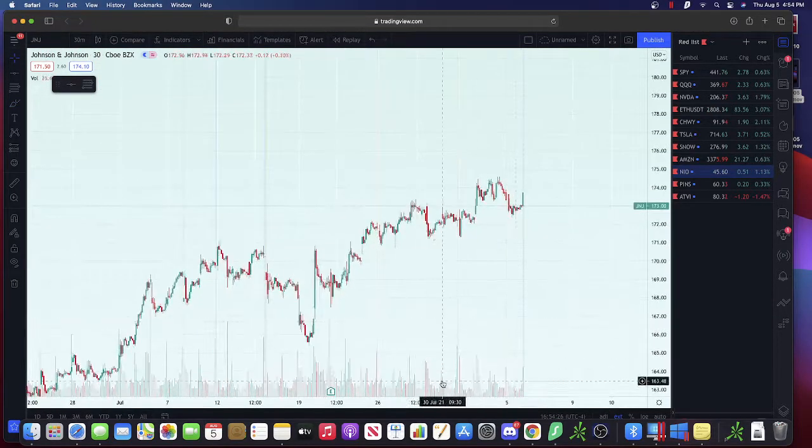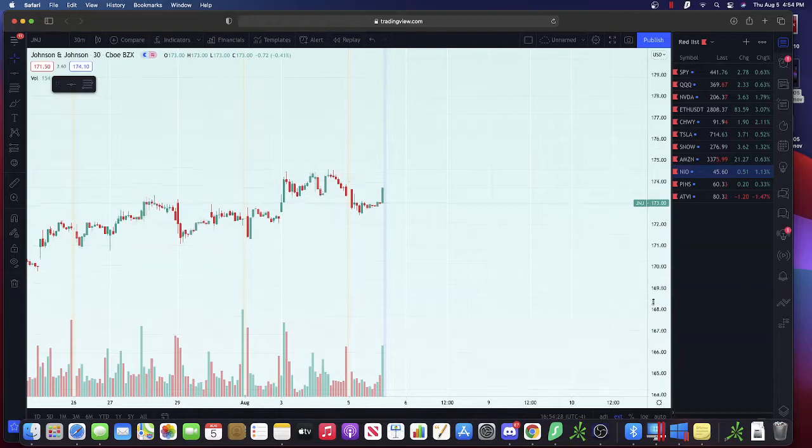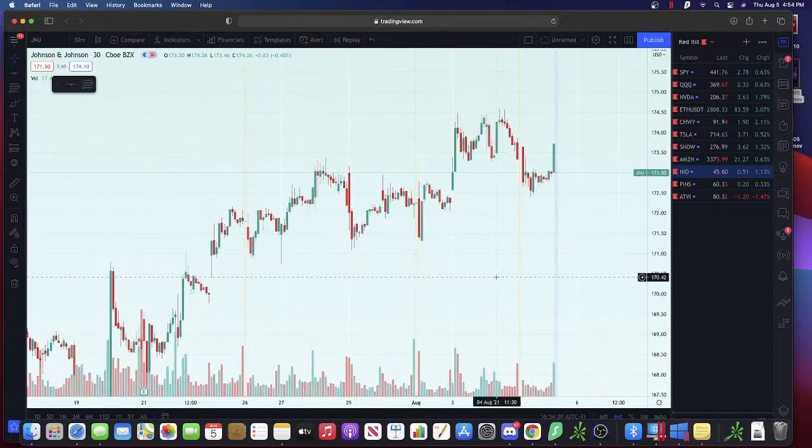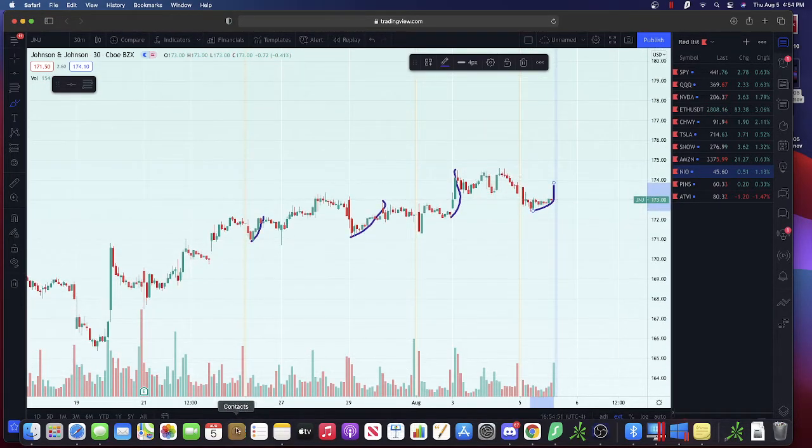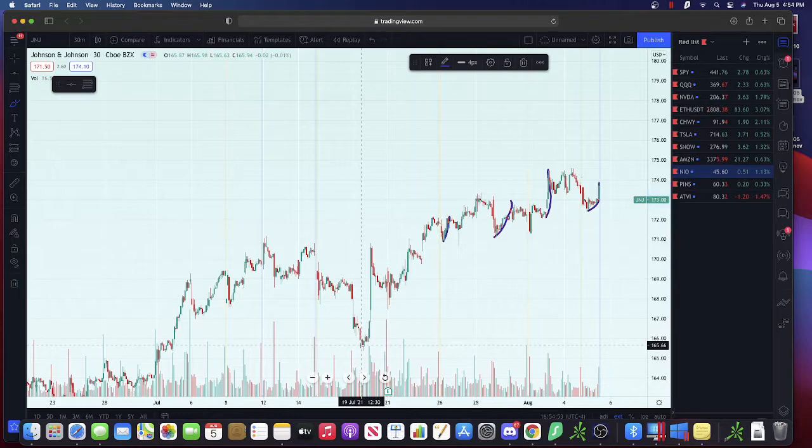Do this first. This is Johnson & Johnson. Here you have a swing low to a swing high. It's where price was advancing and then stopped before coming down again. A swing low to a swing high. Bigger time frames, a swing low to a swing high.